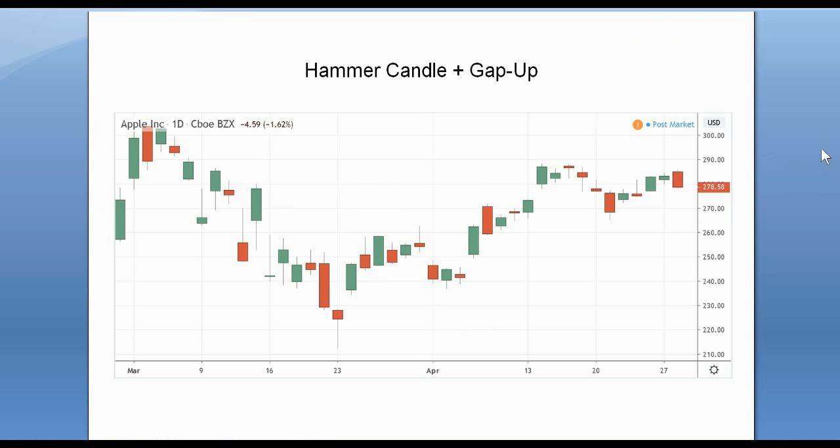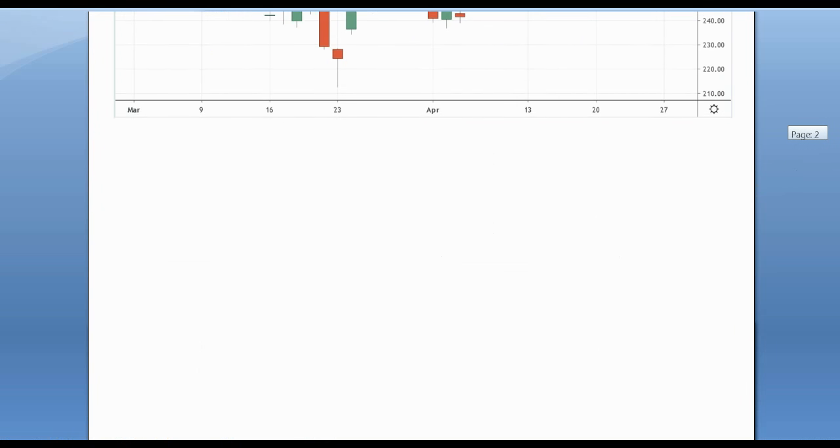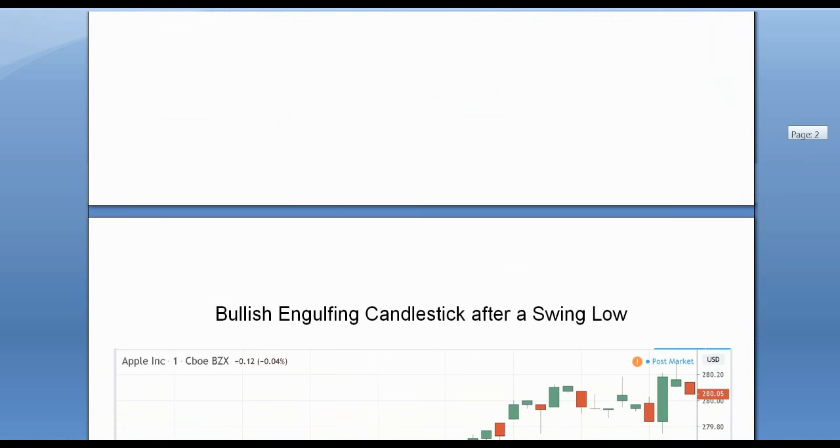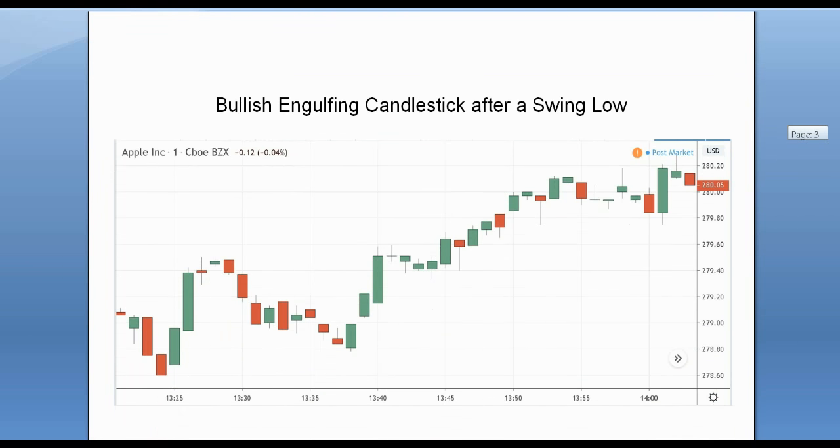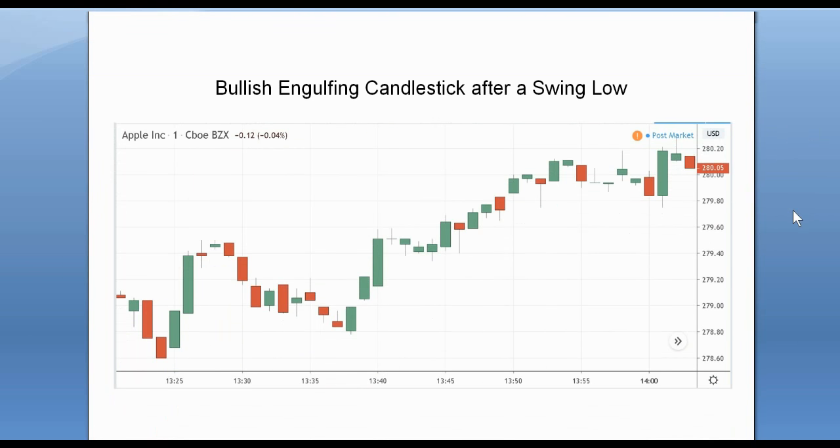All right, so back to number 2 and number 3. We have the chart patterns. This is chart pattern number 2, bullish engulfing candlestick after a swing low. So this is Apple again, but this is the 1 minute candlestick chart, okay? But all these patterns I'm mentioning today, you can try them out on daily candlestick charts, 1 minute, 2 minute, 5 minute, 4 hour, weekly charts, daily, whatever you like.